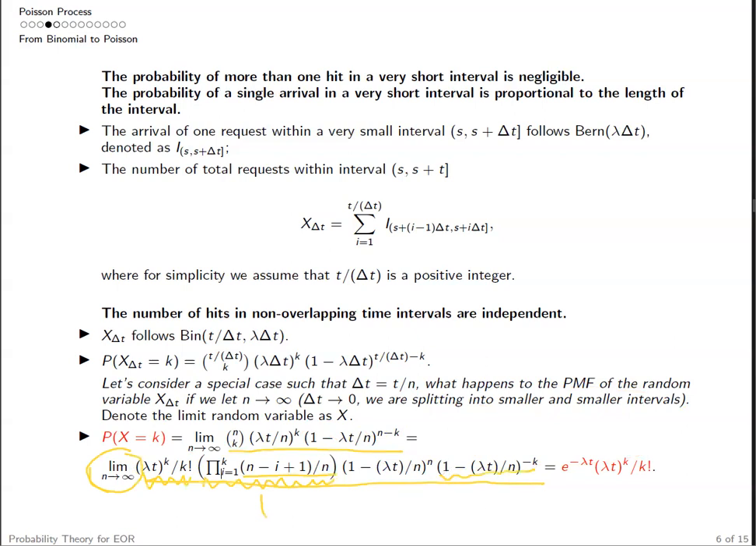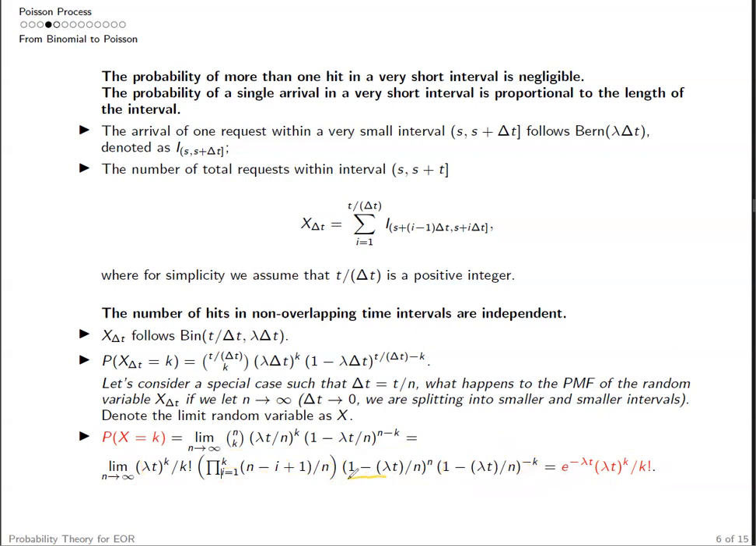And what happens to this term? When n grows larger and larger, this one is essentially 0. And 1 to the power minus k, with k as 0 or a positive integer, we know it's still 1. So all the remaining terms will be this one and this one. And the limit of this term is just e to the power minus lambda t. And what's remaining is lambda t to the power k divided by k factorial.